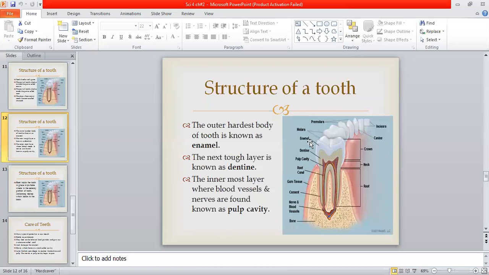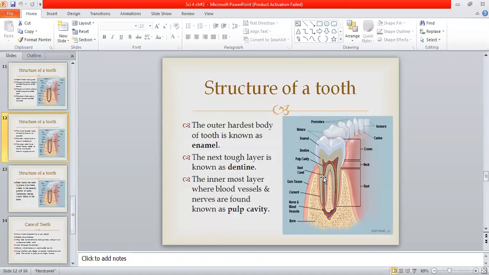The next tough layer after enamel, where my cursor is moving, is known as dentine. And the innermost layer, where you can see the red and blue lines and also the nerves, is where the blood vessels and nerves are found. This is known as the pulp cavity. So the basic three major parts are enamel.